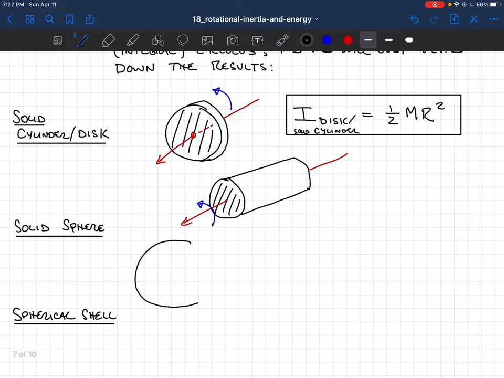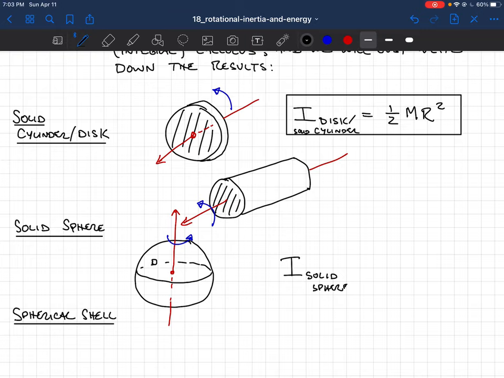We could talk about a solid sphere. So imagine that this is not just a circular cross-section, but it's actually a sphere. And then you could draw an axis through its center of mass, and you could rotate it about that. In that case, if you try to go and look at all the little pieces of mass and add them up, what you would find is the equation for the solid sphere is 2/5 mr squared. So again, the m here represents the total mass of the object. The r represents the radius of the object, and that's the same for both the sphere and for the disk here.